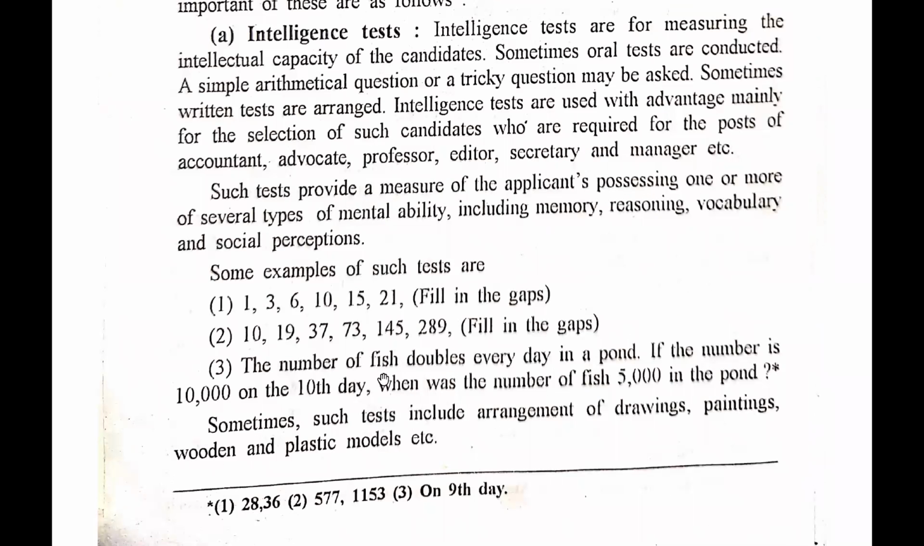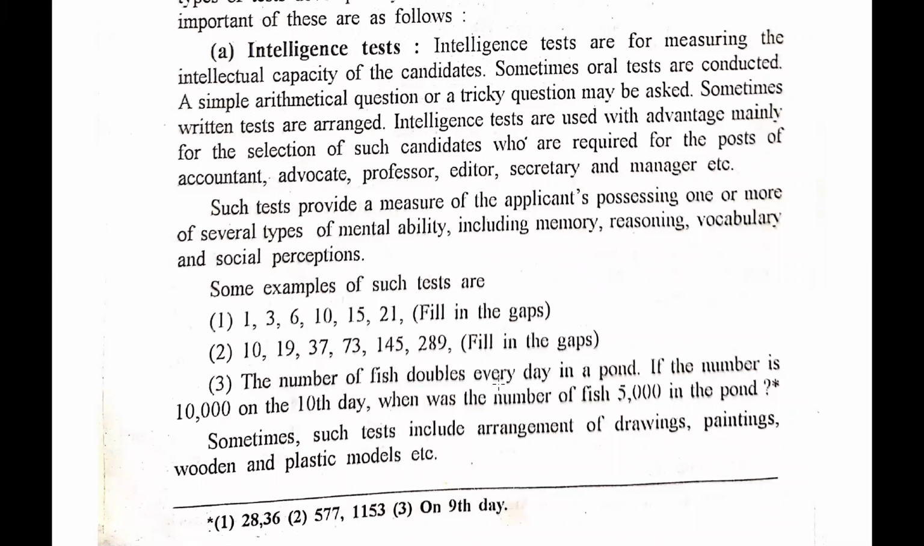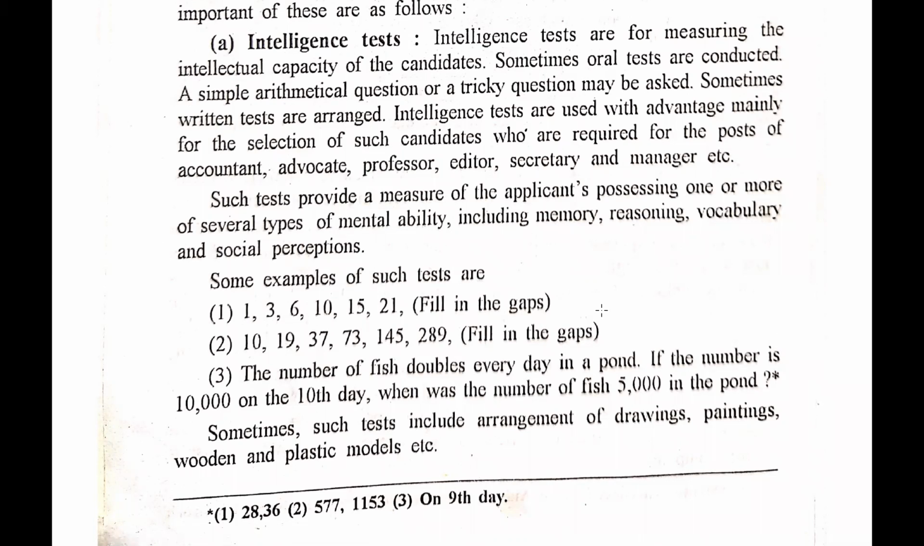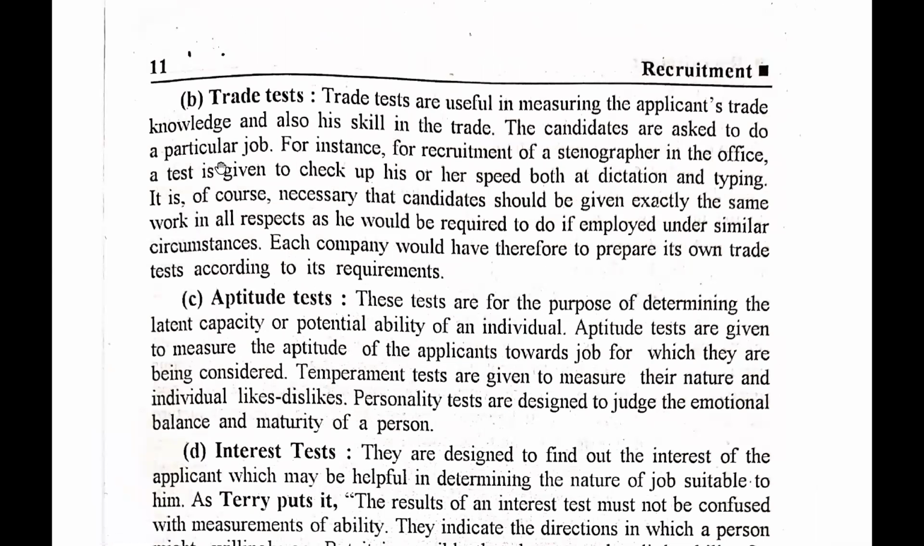Or, a number of fish doubles every day in a pond. If the number is 10,000 on the 10th day, when was the number of fish 5,000 in the pond? Such kind of question will be asked in the intelligence test, and a candidate needs to give the answer accurately to such kind of question to get the job, or to be selected, or to pass such kind of test. Now the other test is the trade test.